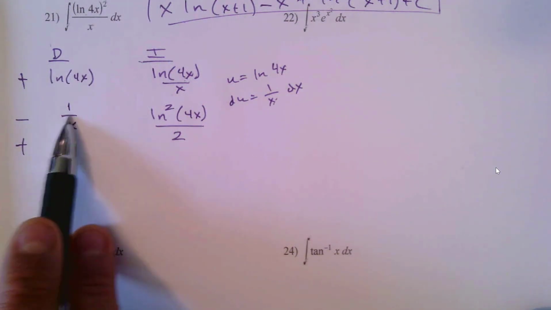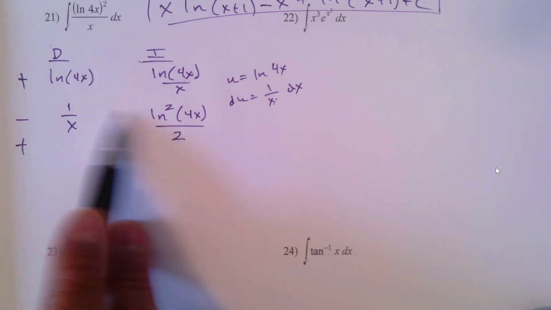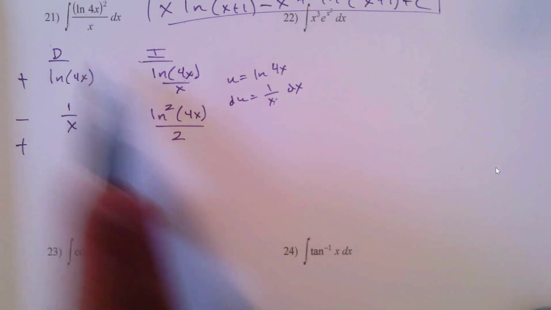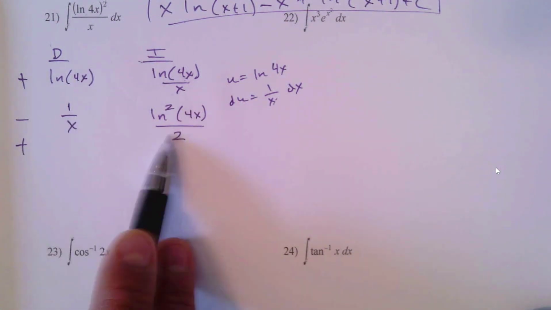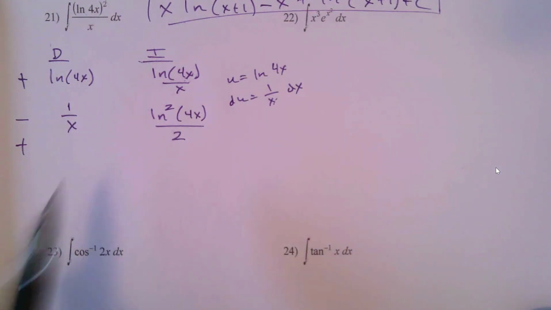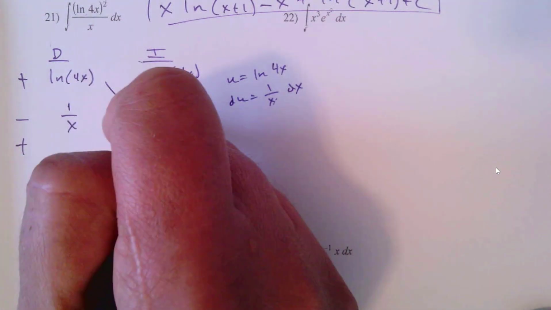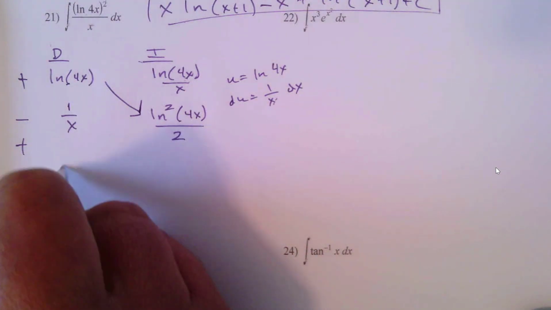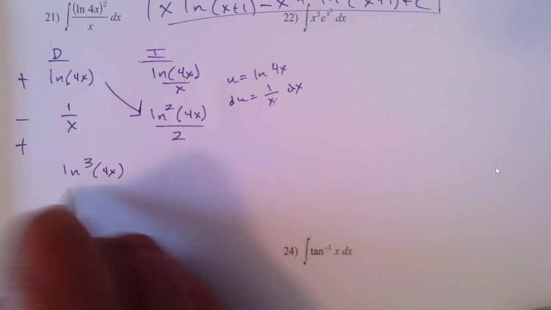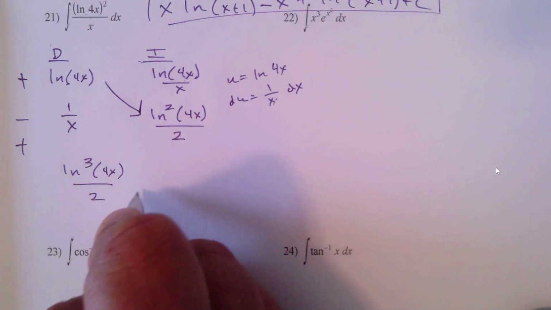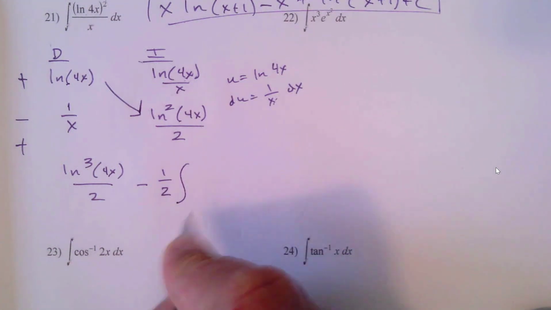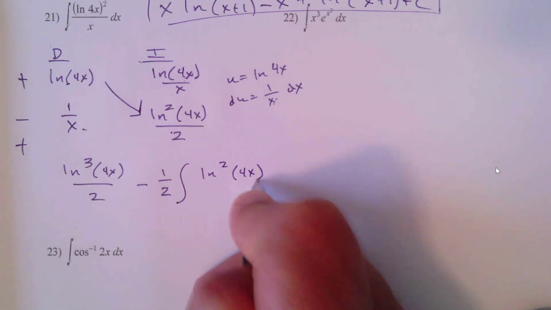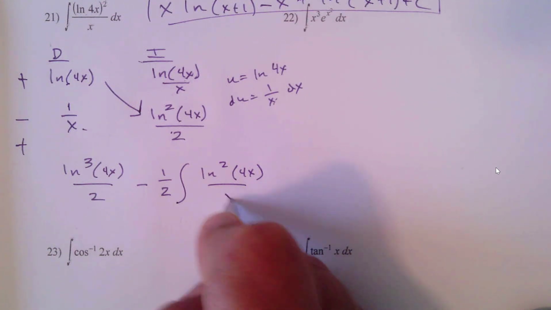So notice that what we have here is a good example of something that doesn't come out to something we can integrate easily, but it comes out to the original, because we have natural log squared of 4x over x, and the only thing is that this has a 1/2. So if we set this up, we have our first part, which is natural log of 4x times natural log squared, which is going to be natural log cubed of 4x over 2, or 1/2, minus 1/2 of this guy, which is natural log squared of 4x over x dx.